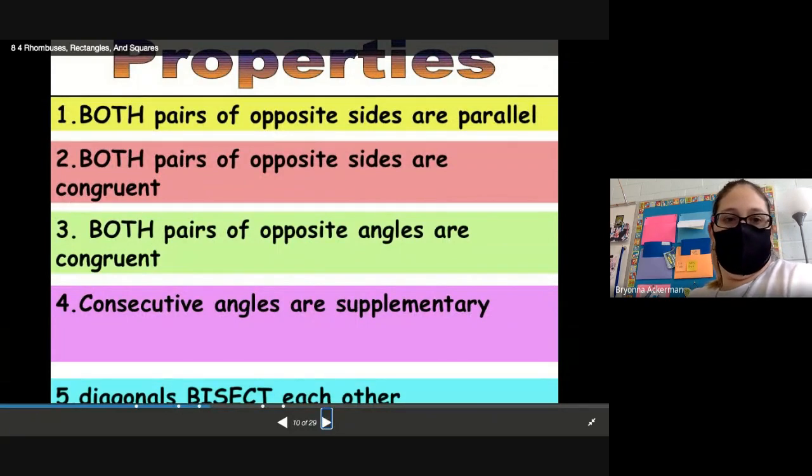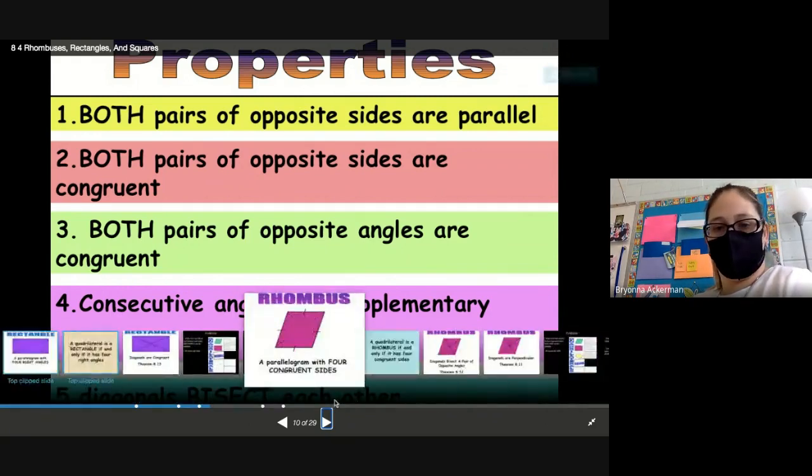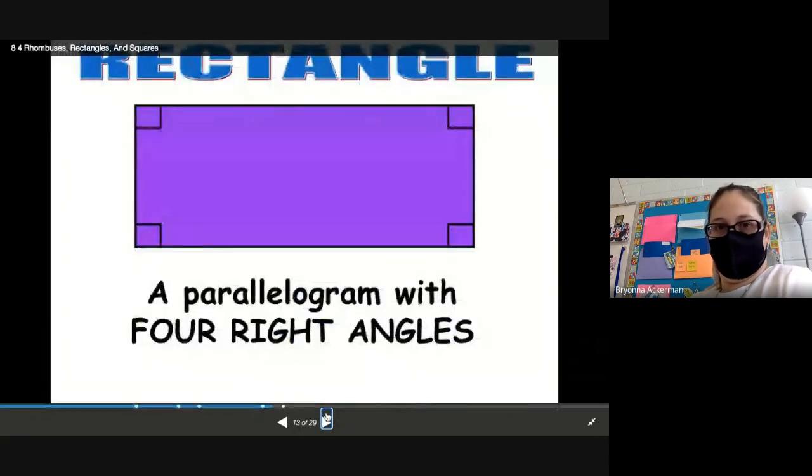The properties we went over yesterday are that both pairs of opposite sides are parallel. Both pairs of opposite sides are congruent. Both pairs of opposite angles are congruent. Consecutive angles, or we call them adjacent angles, are supplementary, which means they add up to 180. And then we learned that the diagonals bisect each other. So one diagonal cuts the other one in half and vice versa. Okay? So that's what we went through already. Not doing the full book.